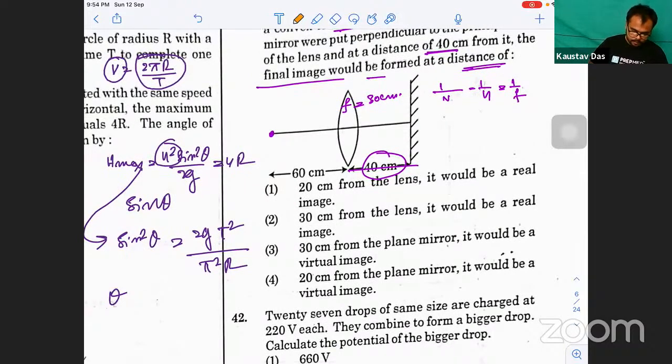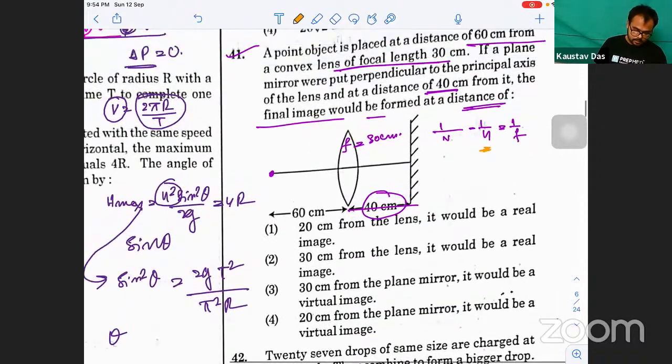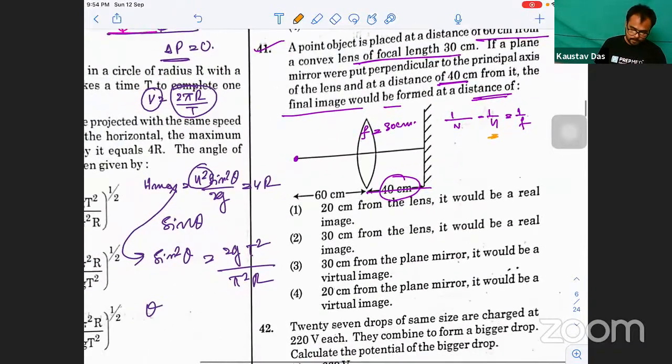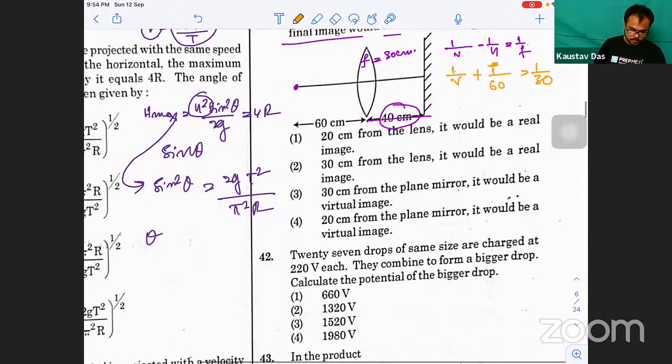The value of V that we have found out. Here, the value of U is still negative. Like here, 1 by V minus, it is negative actually, so minus minus becomes plus. So 1 by, this is 60, and which is 1 by 30. And if I calculate finally the value, how much are we getting? So 1 by 30 minus 1 by 60.